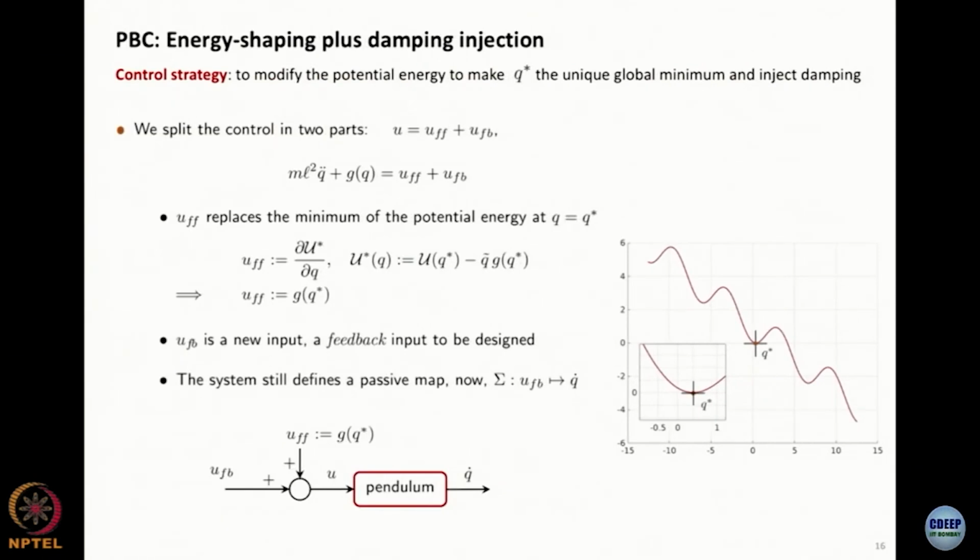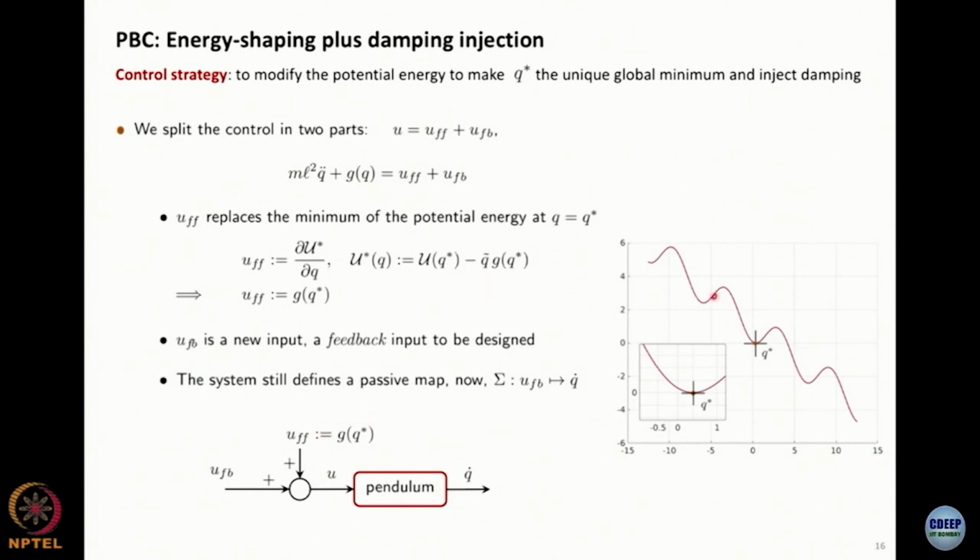So in order to change the potential energy, the first thing you do is maybe add a line to the expression of the potential energy and also an offset. Okay, so first you want to put the minimum of your potential energy at q star somewhere. And if you add a line, then your potential energy now will look like this. So that would be 1 minus cos, mgl, plus an offset plus this line, right? So it will look like that.